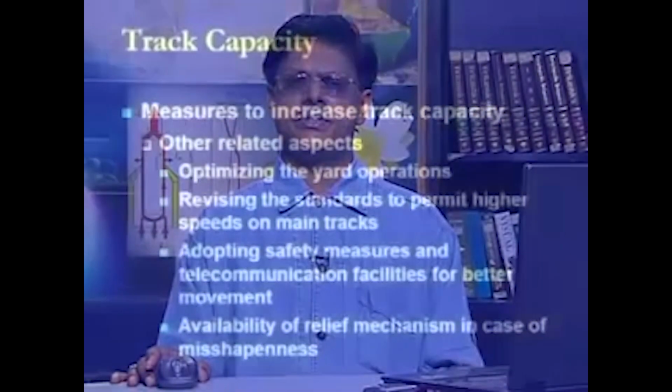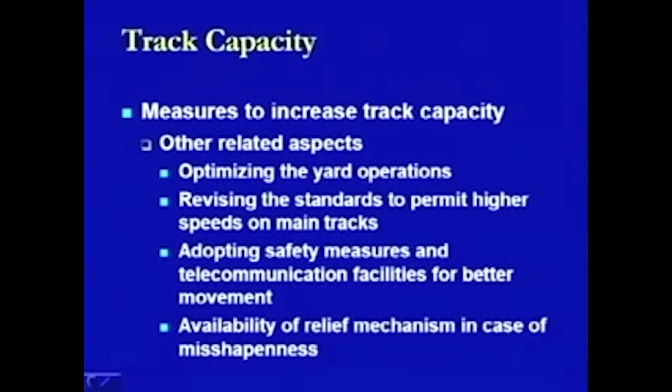Another thing is revising the standards to permit higher speeds on main tracks. As we have seen the Indian Railways specifications in one of the lectures, we have the broad gauge, meter gauge and the narrow gauge conditions, and within the broad gauge conditions again we had the 5 categories A, B, C, D and E. In the case of the A category of the broad gauge condition, what we have seen is that the speed can go up to a value of 160 kilometers per hour.